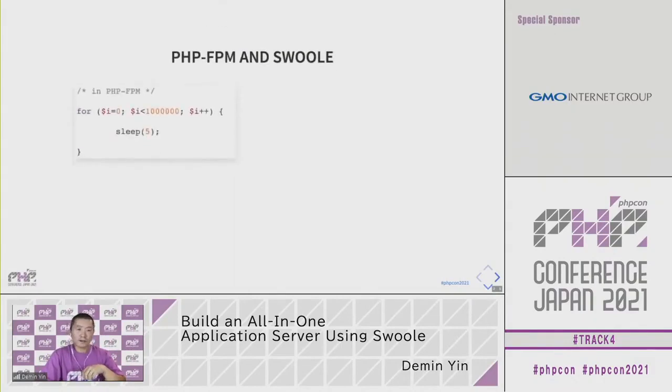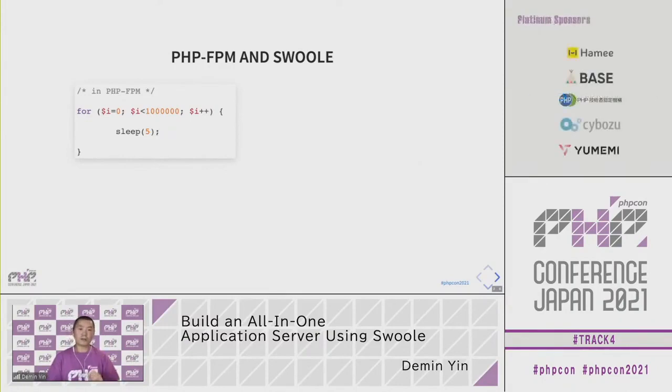In this example, we have a for loop that runs for 1 million times. And inside each loop, we're going to perform some slow IO operations, like a slow database query or a slow HTTP API call. But for testing purposes, we're going to use the sleep function call to simulate slow IO operations. So we will sleep for 1 million times, and every time we sleep for 5 seconds.